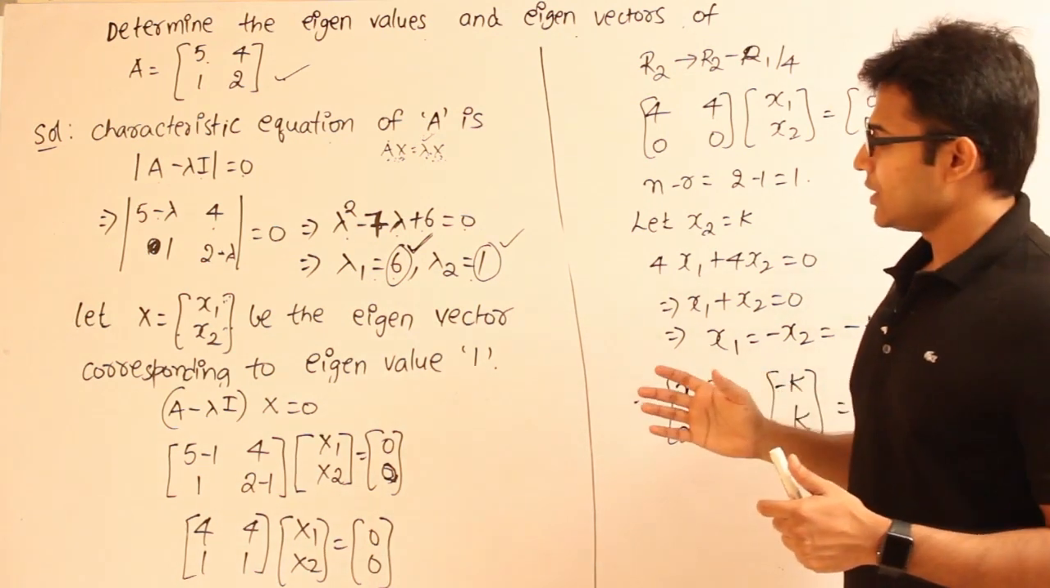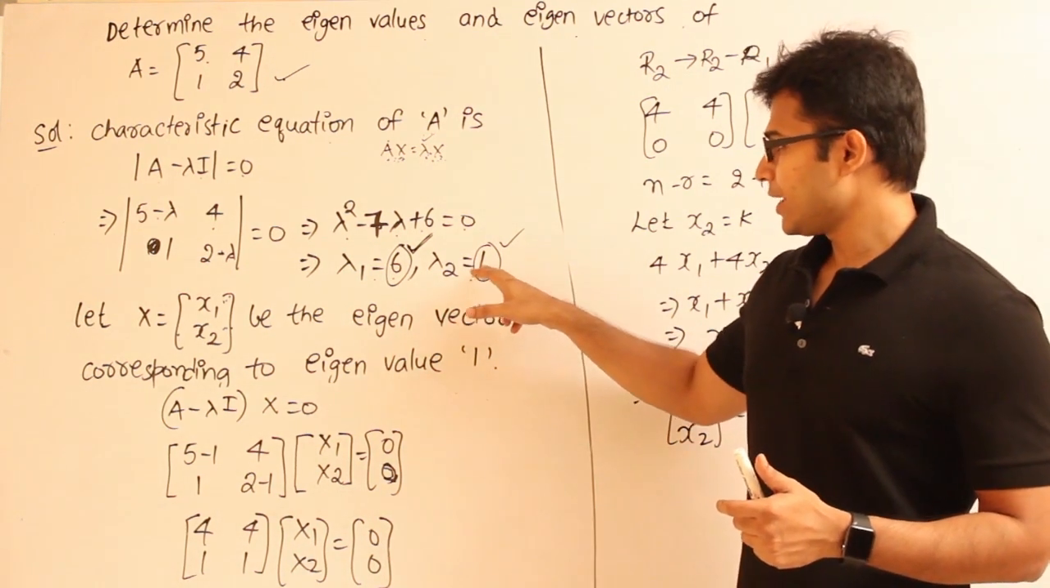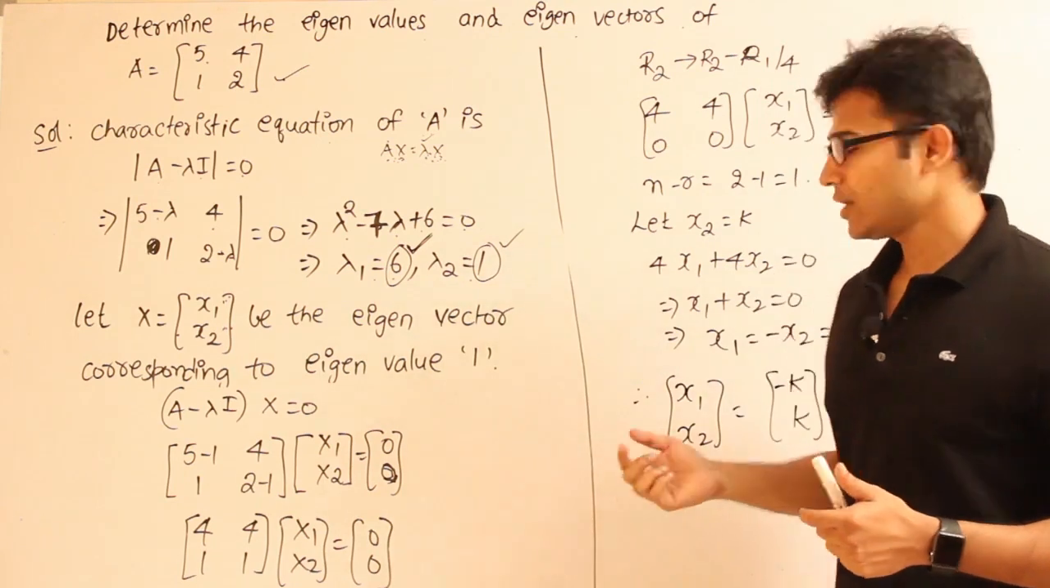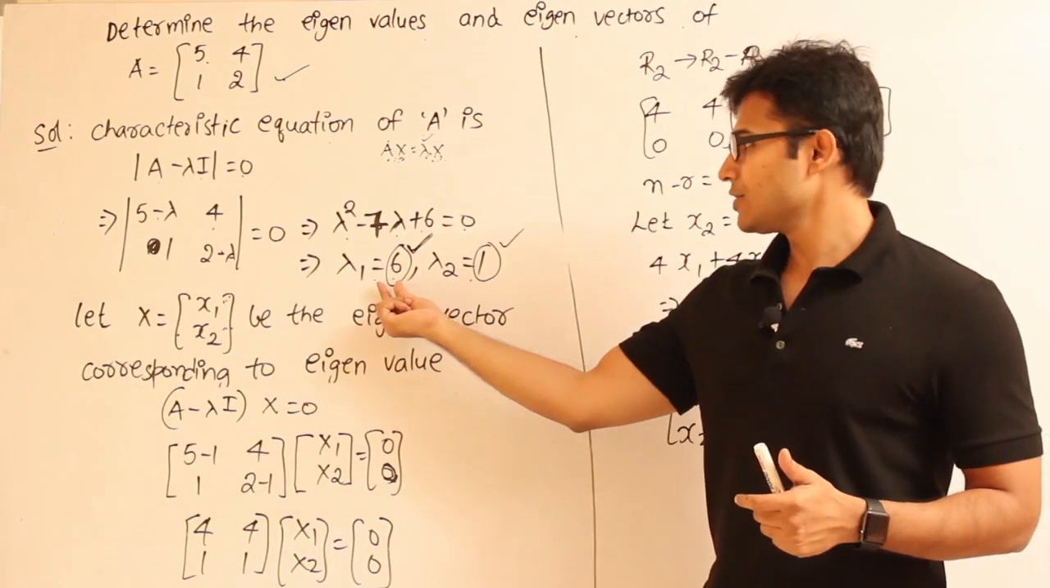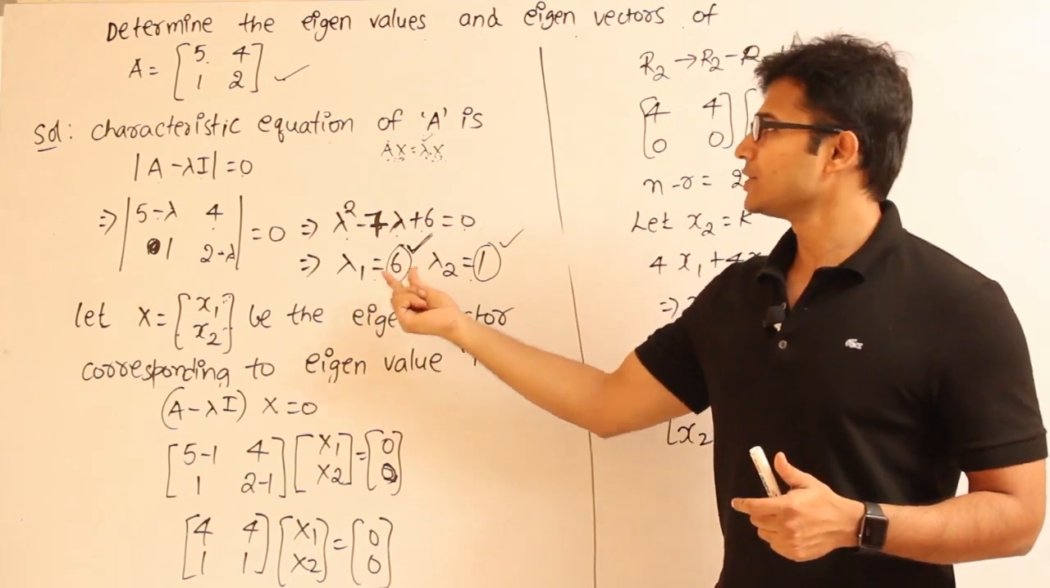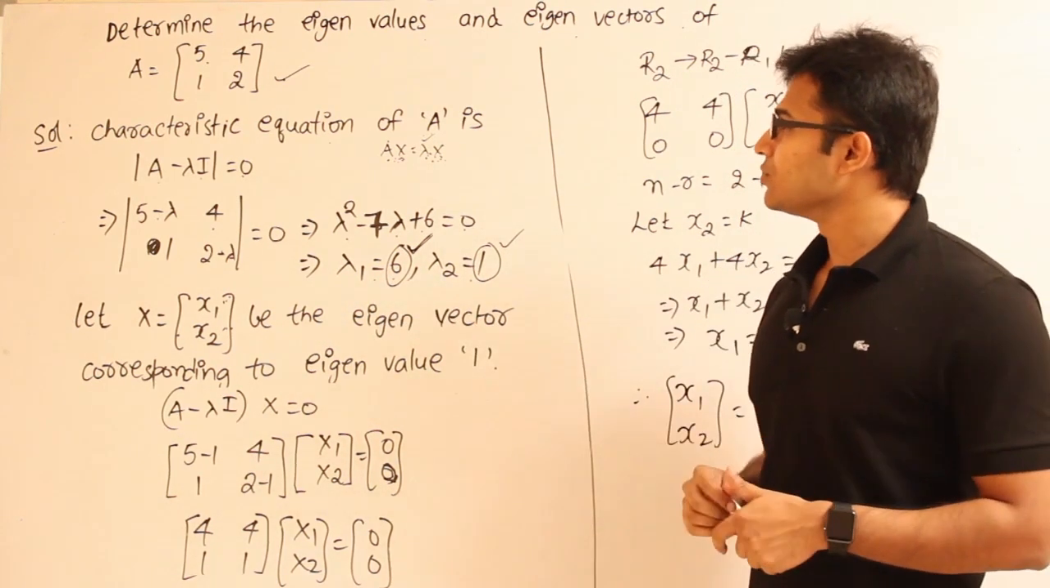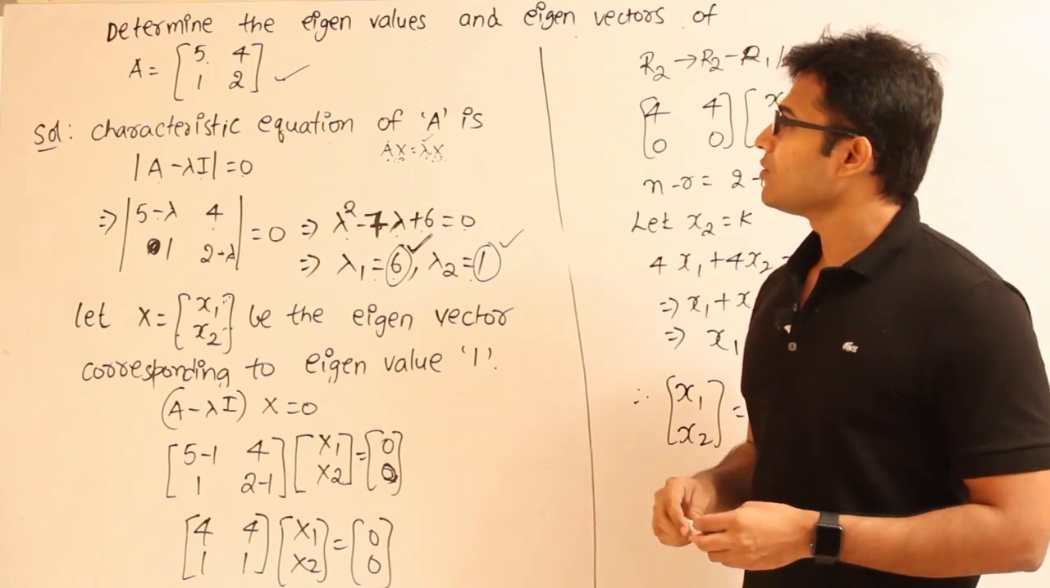Therefore, for the eigenvalue lambda equal to 1, the set of eigenvectors we get is this one. Earlier we have already seen that. Similarly we got the set of eigenvectors for lambda equal to 6. So from this example you should learn how to find out the eigenvectors.